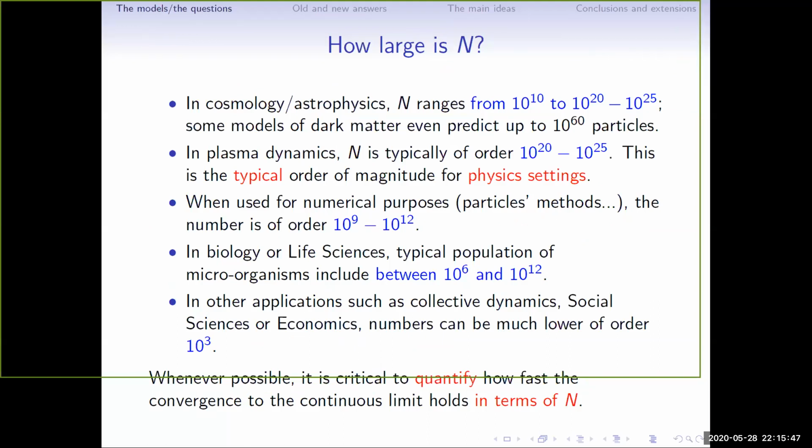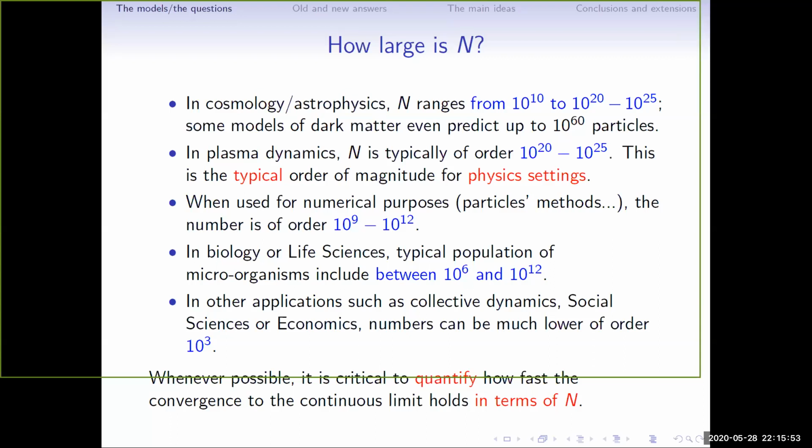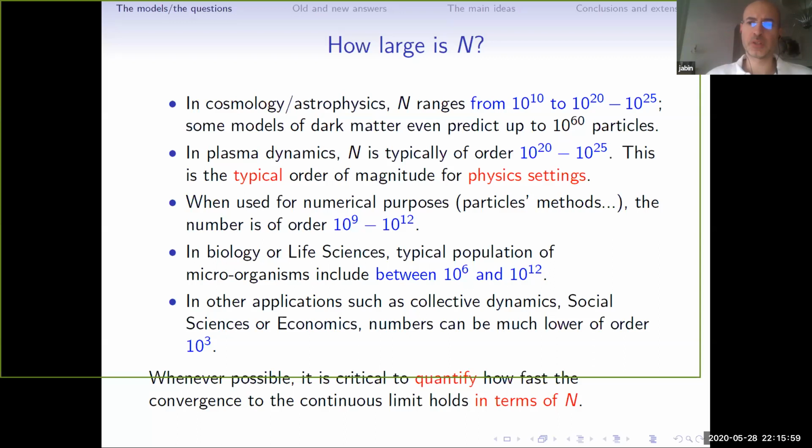And this is the question: I'm taking the limit n tends to infinity. What do I mean by taking the limit n tends to infinity? How big exactly is n? And I'm giving you some of the ranges here that you typically observe. What you see is that in physics, n can actually be very, very large, right? Typically, think Avogadro number. So 10 to the 20, 10 to the 25 are common scales. But if we're doing biology, for instance, the Keller-Segel system, it's probably more relevant. Populations are already lower. And the population of bacteria, for example, will typically range between 10 to the 6 and 10 to the 12.